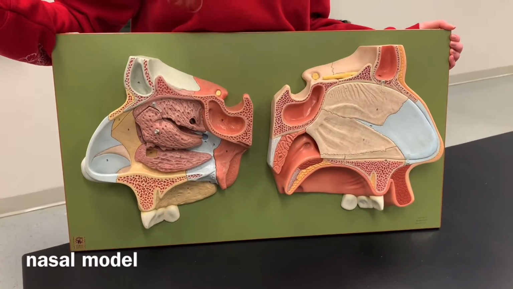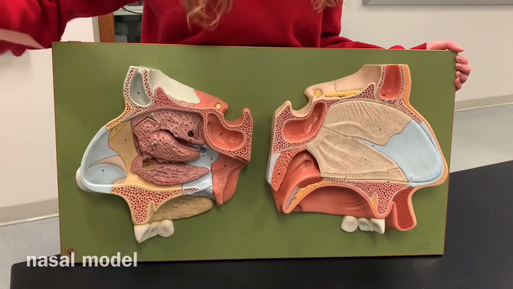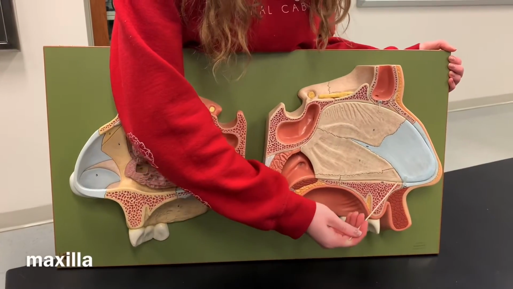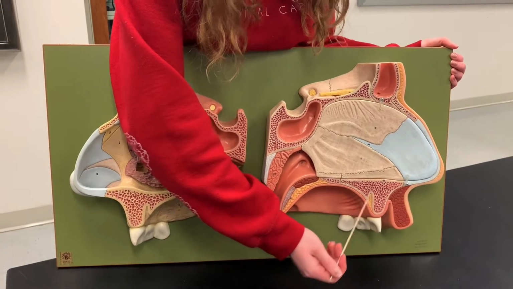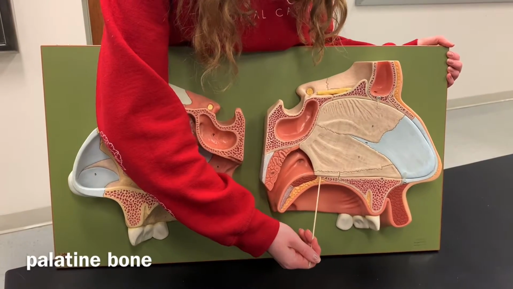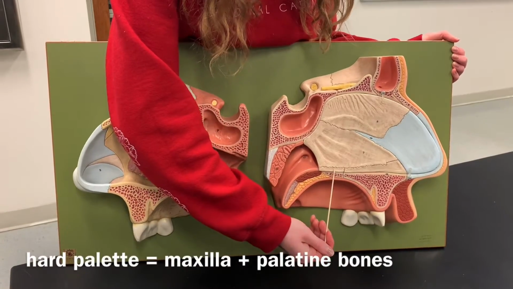Okay, so here we have the nasal plate model, and I'm just going to go over a lot of the bones that are shown on this model. So first we have our maxilla, which has the incisive fossa, and our palatine bone. And the hard palate is made up of the maxilla and the palatine bone.